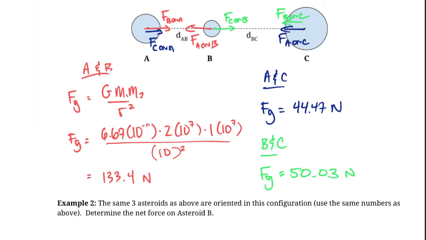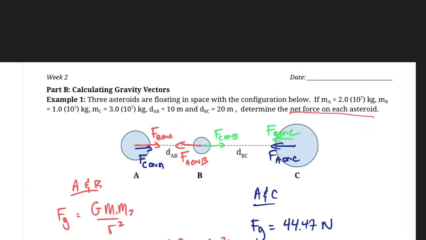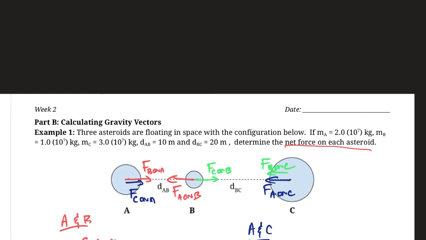Now the original question, if we remember what it was: determine the net force on each asteroid. So again, net force is just the sum of the forces on each asteroid, right? Now that we have the magnitudes of the forces, this shouldn't be such a big deal. I'm actually going to do it above just because I'm a little bit out of space. So sorry about that, but we'll do each asteroid here.